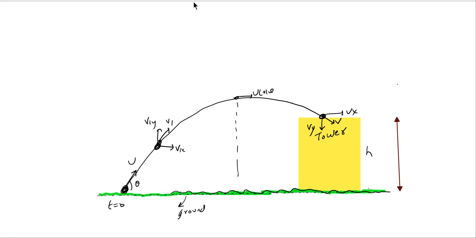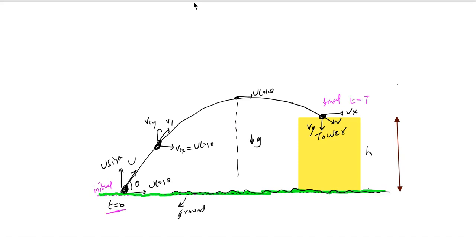What should happen to the horizontal component? It should remain constant. The vertical component will change. And how is the gravity? The gravity is acting in this direction. Now, what is the initial? This is the initial point, and this is the final, where it will strike. And this is the time of flight.